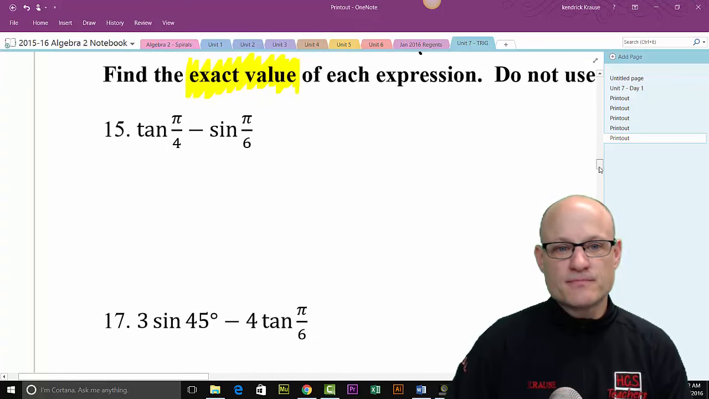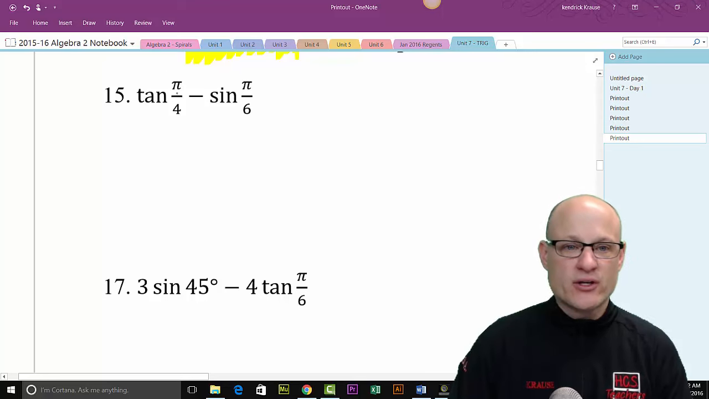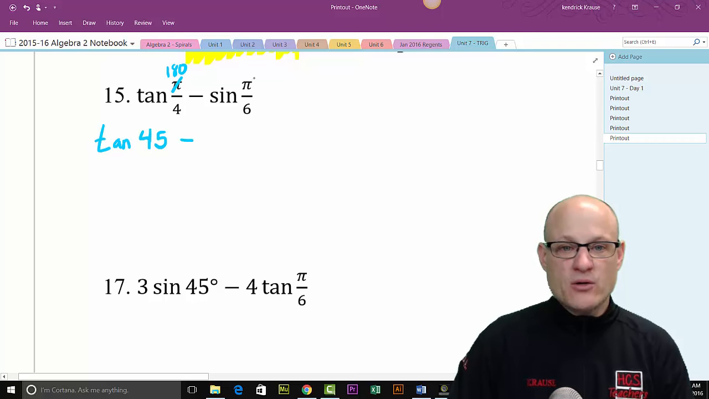Here's what I got. I've got the tangent of pi over 4 minus the sine of pi over 6. Well, the first thing I got to do is convert these things. So I know this is really 180 over 4. So now I know this is the tangent of 45 degrees minus the sine of 30 degrees.